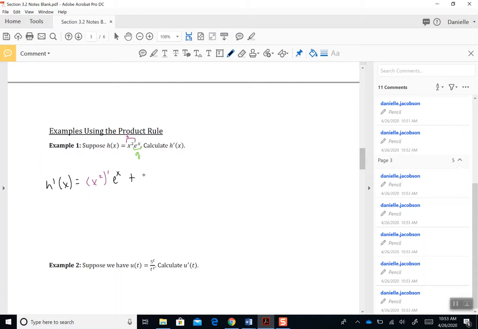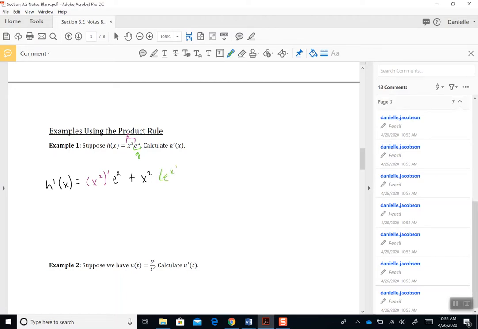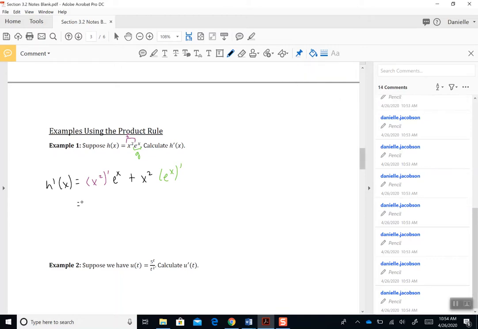the first function, so x squared, times the derivative of the second, so e to the x prime. All right, so I have the derivative of the first times the second plus the first times the derivative of the second. I wrote down all the little primes in here. Really, eventually you'll be able to just go straight to the derivative part.